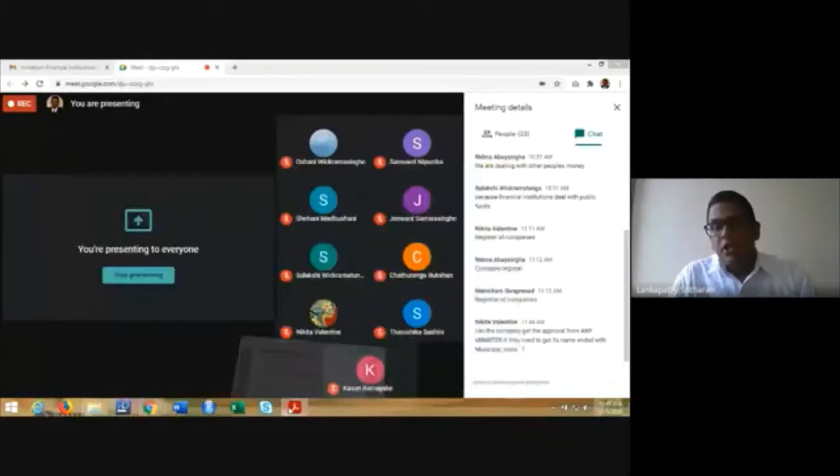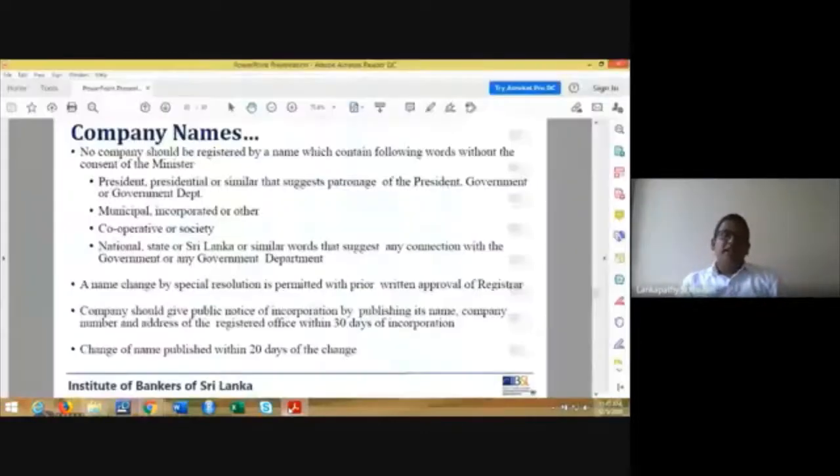There's a question: can the company get an approval from any minister if they need to get its name ended with municipal or state? No, of course not. Actually, they have to get the approval from the minister in charge of the registrar of company. The particular minister only can approve. It is not any minister. It should be a particular minister, that minister in charge of the registrar of company.